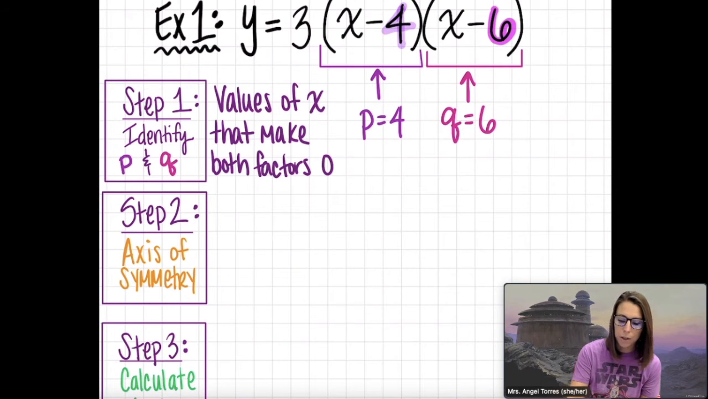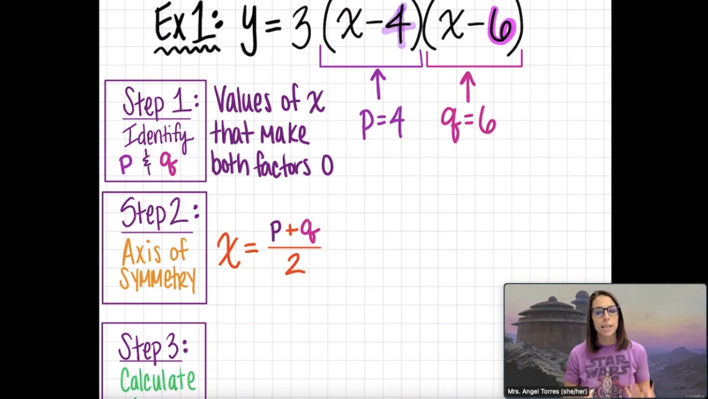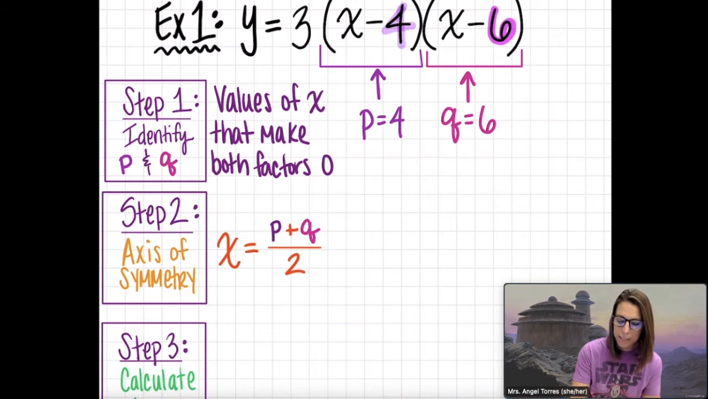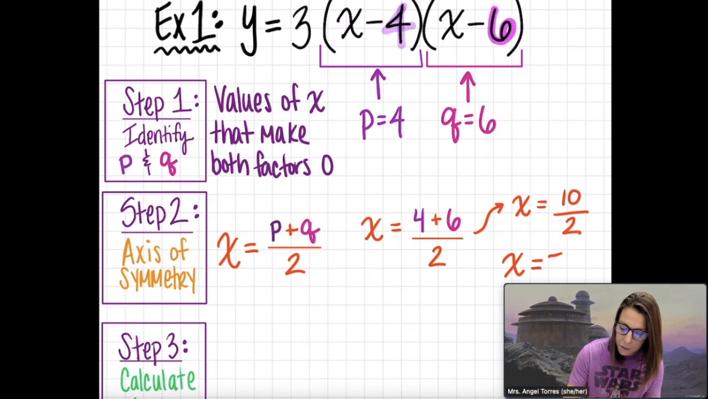Here's how this works. The formula that we're going to use is x equals our value of P plus our value of Q, all divided by 2, since that's how you find an average. So let's go ahead and do just that. X equals, P here was 4, plus our value of Q, 6, all divided by 2. 4 plus 6 is 10, and 10 divided by 2 would give us an axis of symmetry of 5.